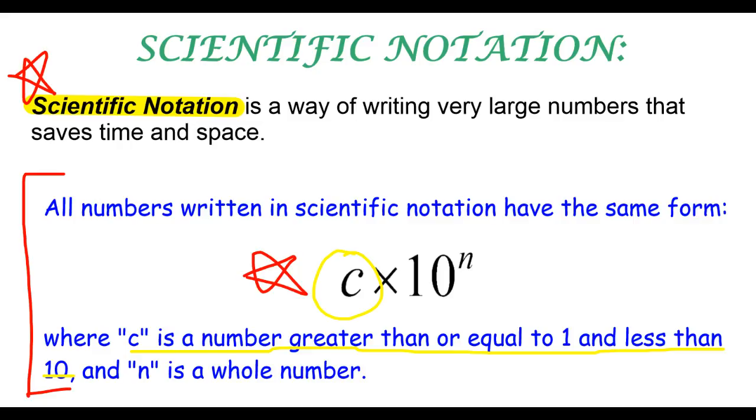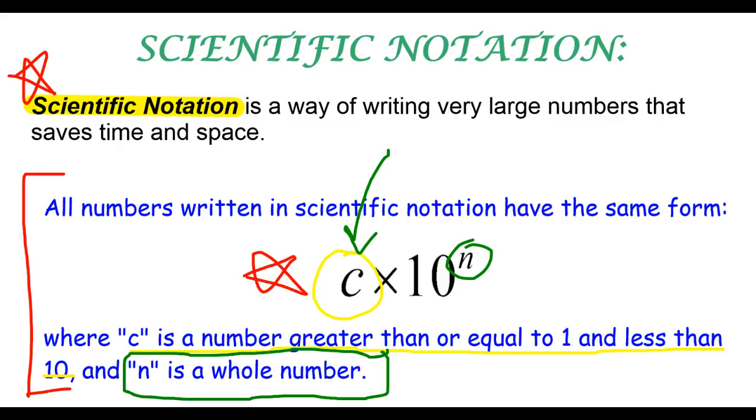So it can be 7.3, but it can't be 73. It could be 9.7, but it can't be 97. It could be 1.365, but it can't be 1,365. It can be 1, but it can't be 10. That's the most important part about C. And then N, which is our exponent here with 10, just has to be a whole number.